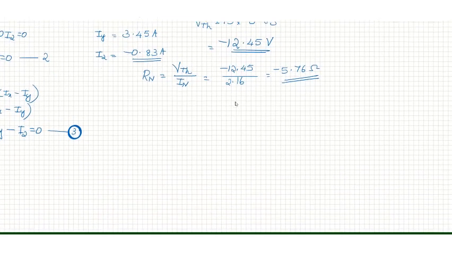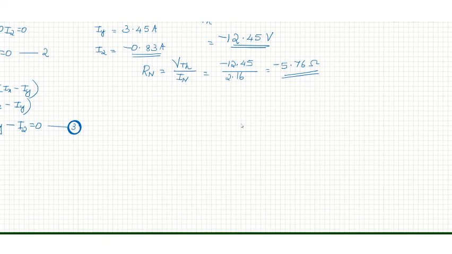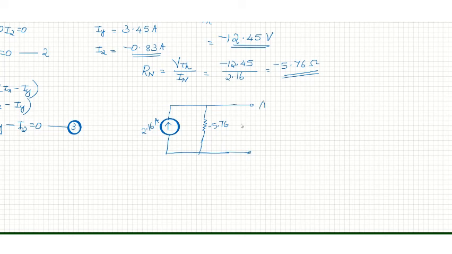Next step is to draw the Norton equivalent circuit. The Norton equivalent circuit is a current source IN in parallel with a resistor RN. If IN is 2.16 amperes, RN is minus 5.76 ohms. This is the Norton equivalent circuit.